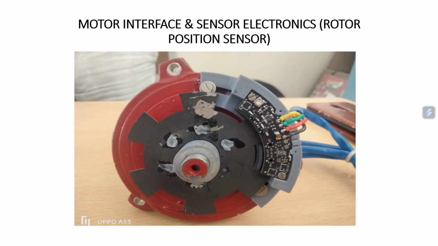We know that in the case of the switch reluctance motor, we have to provide the supply or switch the circuit as per the rotor position. To get the feedback related to this rotor position, there is a need for motor interface and sensor electronics, which mainly consists of the rotor position sensor. Like a Hall effect sensor is used for getting the idea about rotor position. That entire electronic circuit is shown here. It is the rotor position sensor circuit, which provides the feedback to the drive circuit.